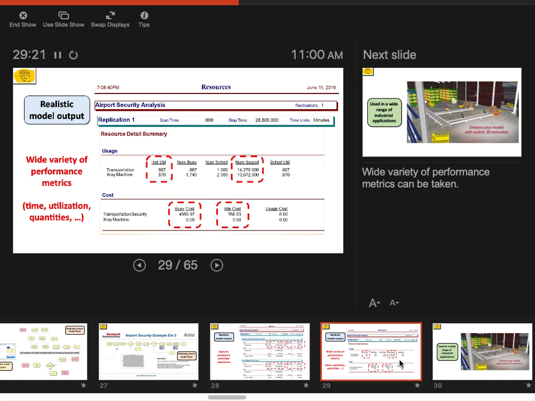I just showed you waiting times. I can also show you utilization. I can show you the number of resources that got seized over a particular time period. And I can even have it automatically accumulate costs.